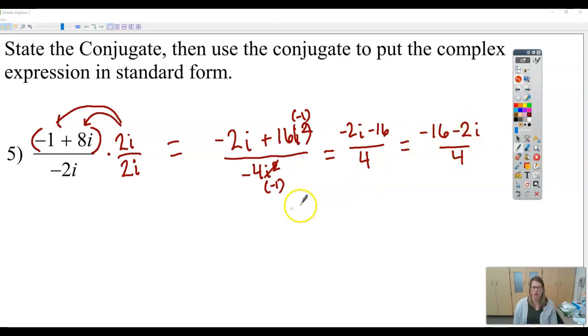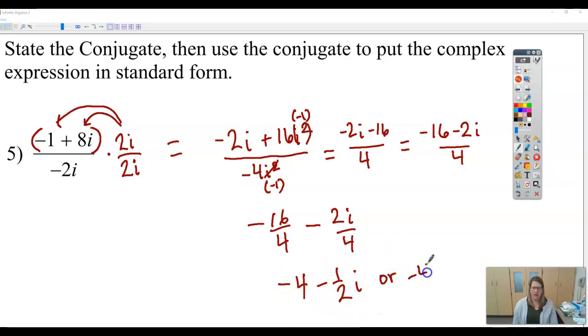Since the common denominator here is 4, I can actually divide this into two fractions: negative 16 over 4 minus 2i over 4. Because 4 goes evenly into 16, I can write that as negative 4. And then 2 over 4 reduces to 1/2. So I could write it as negative 4 minus 1/2 i, or negative 4 minus i over 2. Either one of those, they're equivalent, so just choose one of them and circle it.